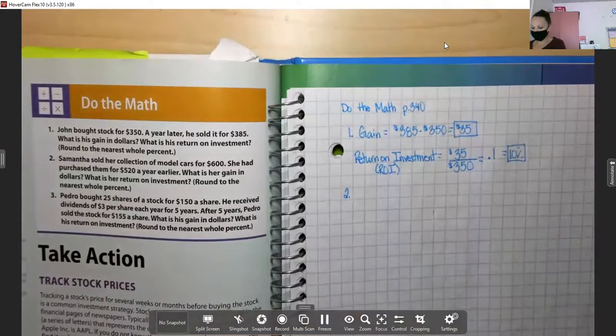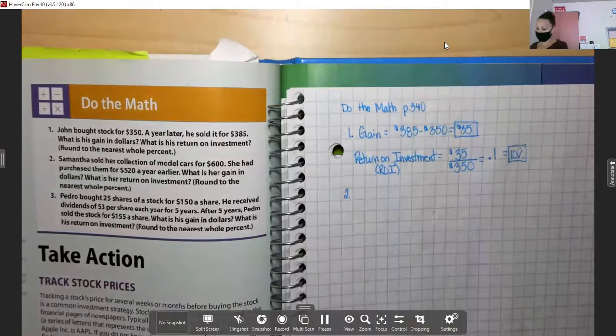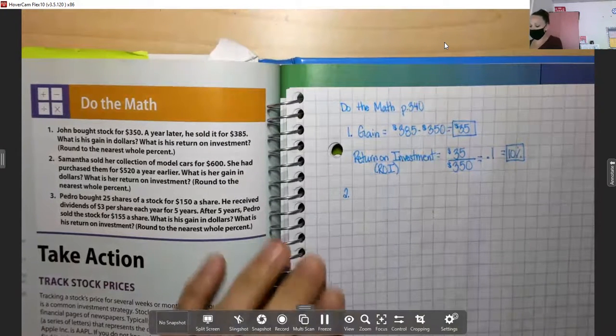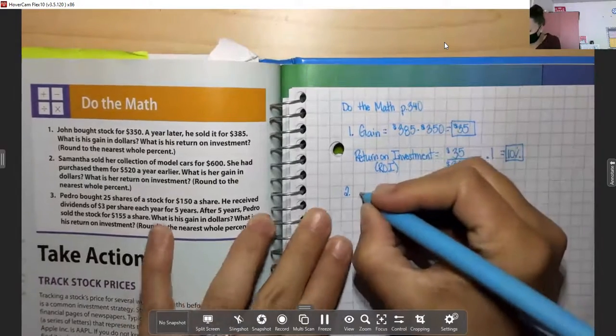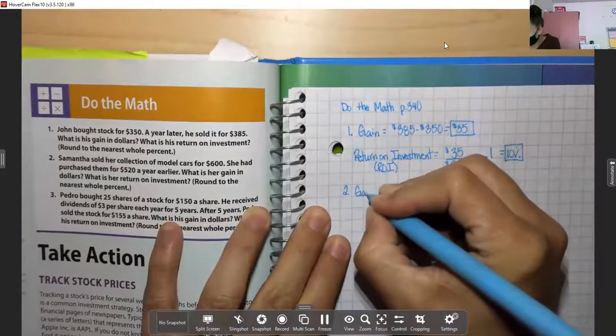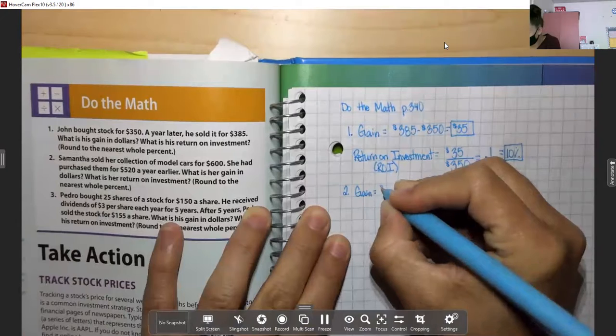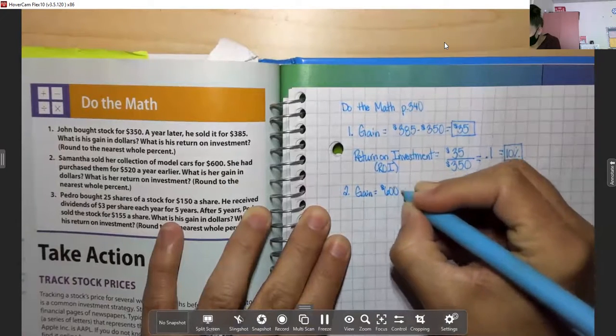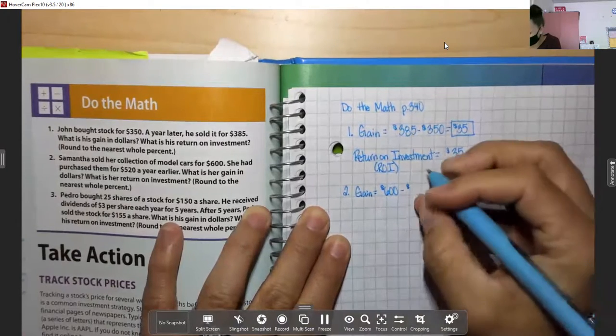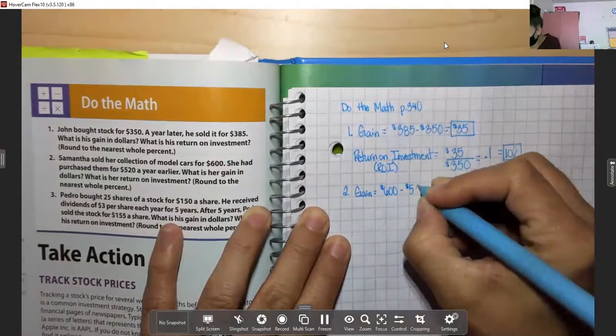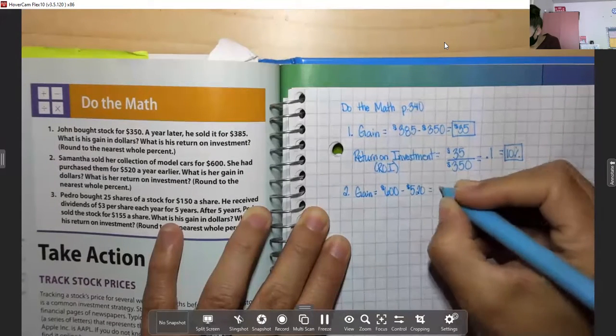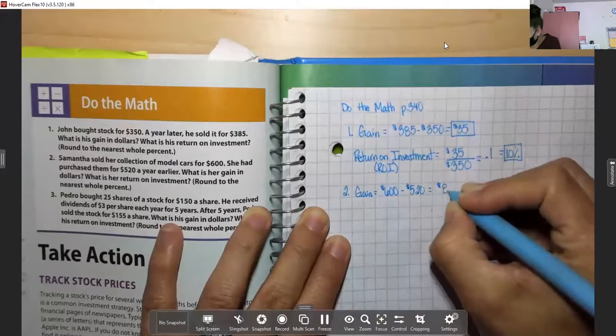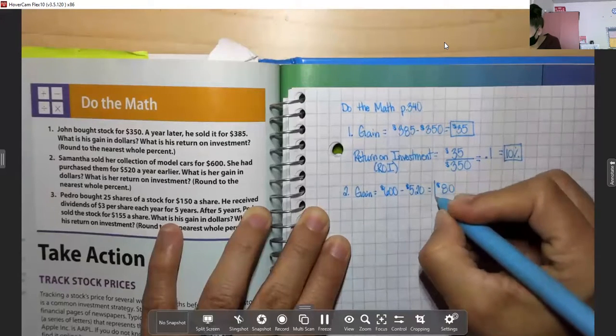Number 2, Samantha sold her collection of model cars for $600. She had purchased them for $520 a year earlier. What is her gain in dollars, and what is her return on investment round to the nearest whole percent? So her gain, how much money did she make? So $600, she sold it after she bought them for $520. So $600 minus $520, Samantha made $80.